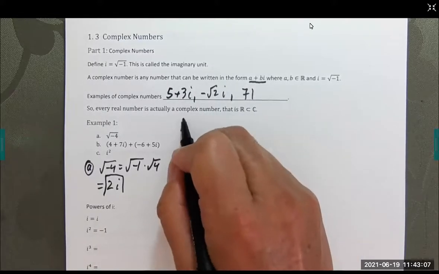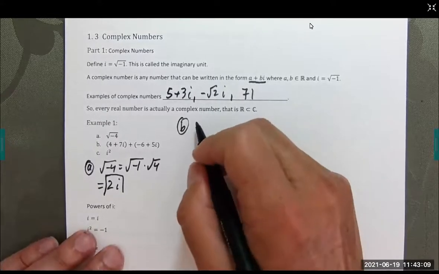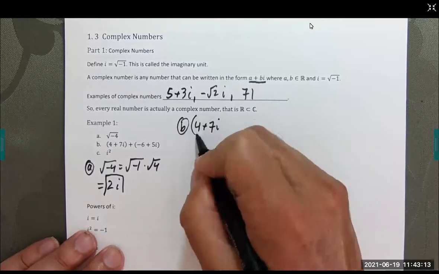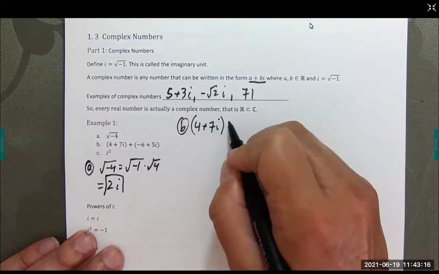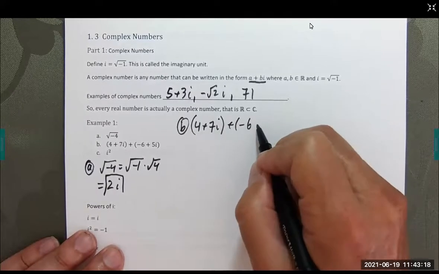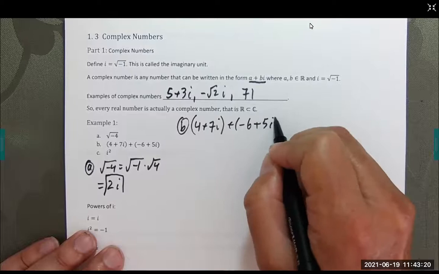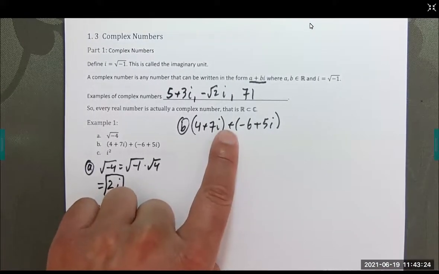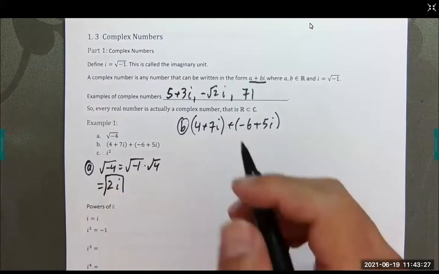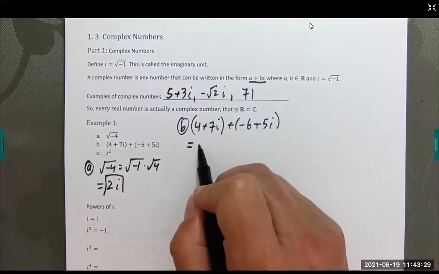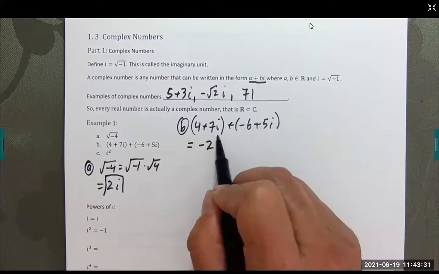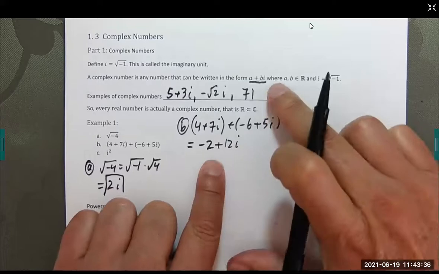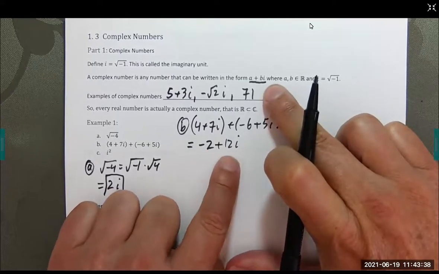Part B, we have 4 + 7i plus -6 + 5i. And basically, when it's plus, we just combine like terms. When it's minus, you'll have to distribute that negative in. So 4 minus 6 is -2. 7 plus 5 is 12. And you can see we're in that standard form. a in this case is -2, b in this case is 12.